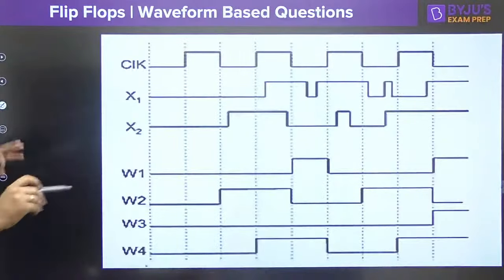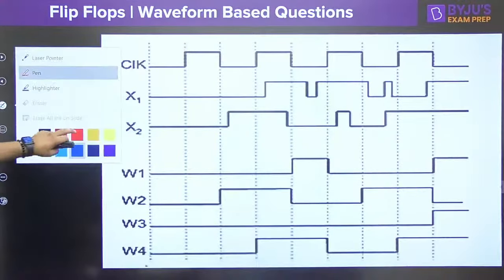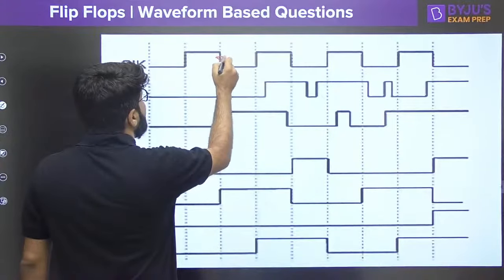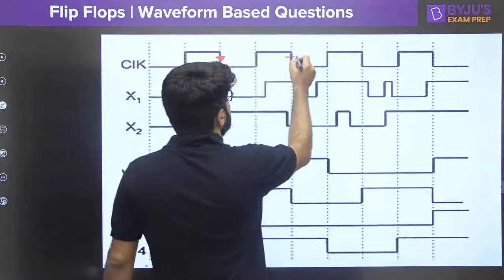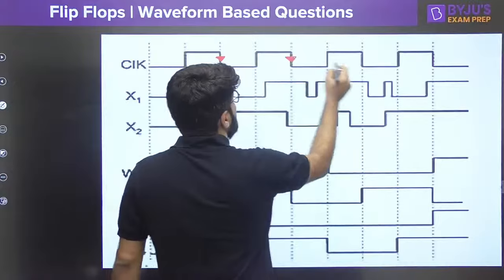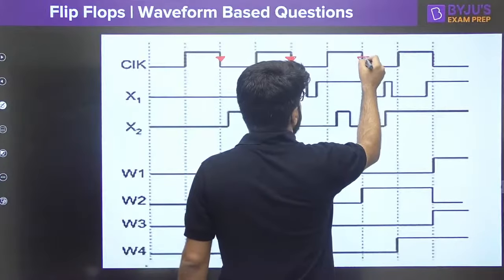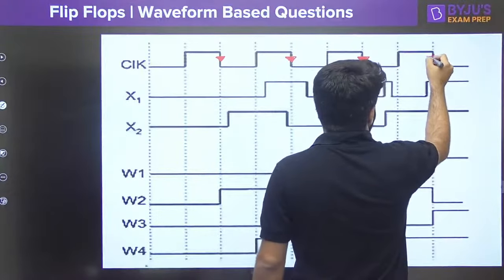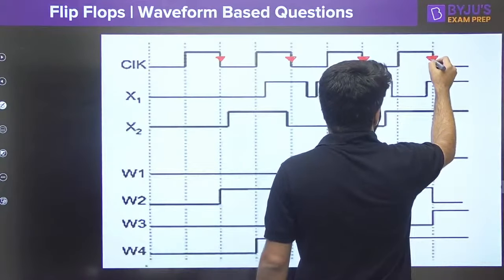So let's have a little zoomed diagram here, and let me first highlight the negative edges of the clock. What we need to highlight here, guys? Negative edge. This is the next negative edge. This is the next negative edge. This is the next negative edge.